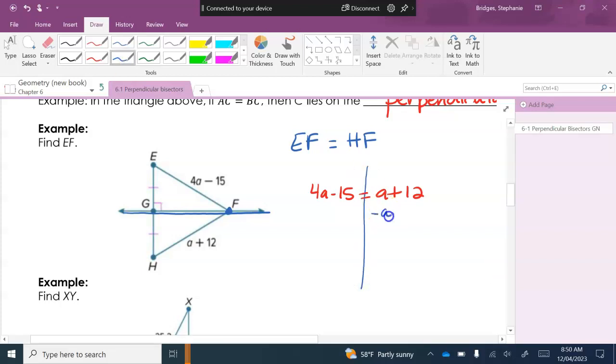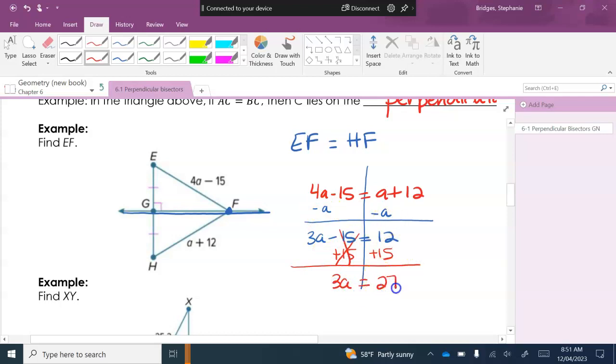I personally would subtract my 1A over to my 4A first. That doesn't necessarily mean that's what you have to do first. That would give me 3A minus 15 equals 12. So what would I do next? If I want to get that 3A by itself, what do I do? Add the 15 to both sides, yep. So that's going to give me 3A equals 12 plus 15 is 27.